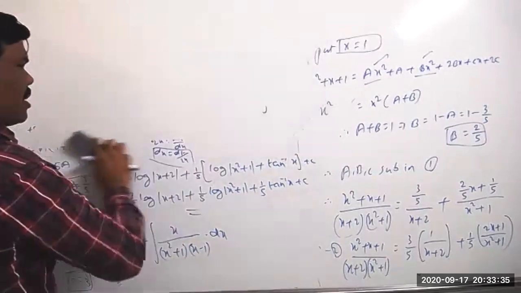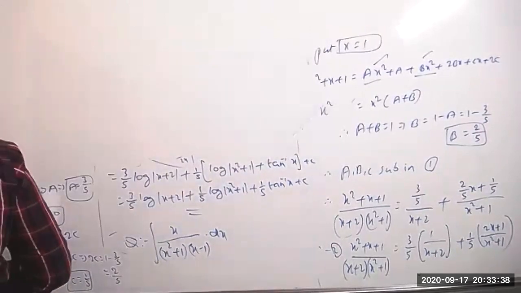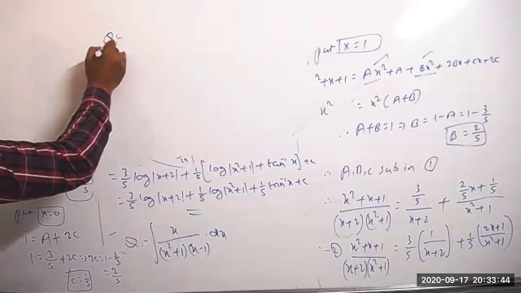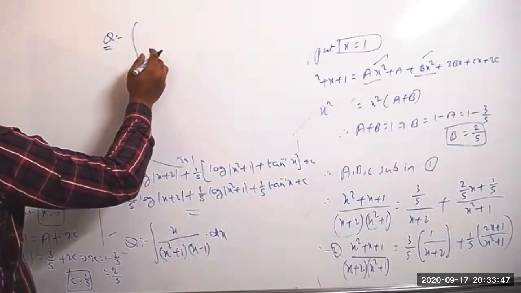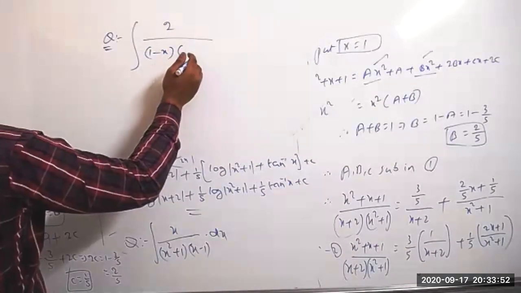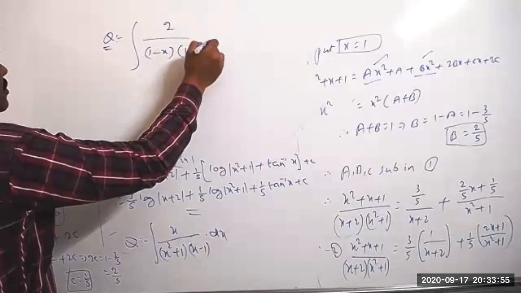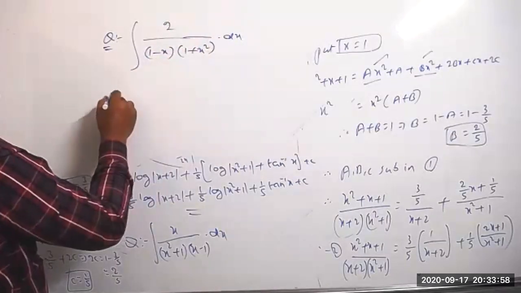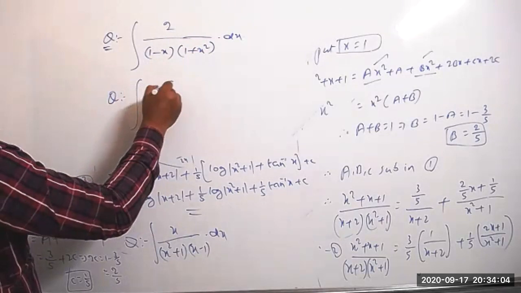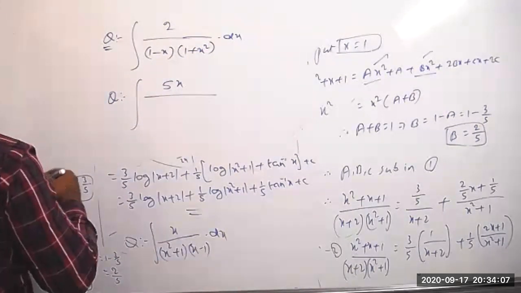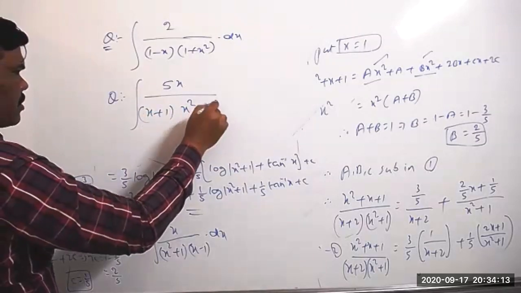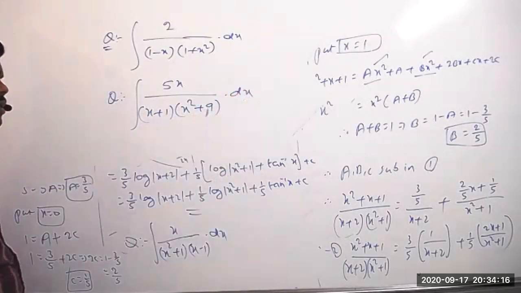Two questions I'll give you, all of you can try yourselves once. Integration of 2 by (1 minus x) into (1 plus x square) dx. And the second one, integration of 5x by (x plus 1) into (x square plus 9) dx. The two questions, try them yourself.